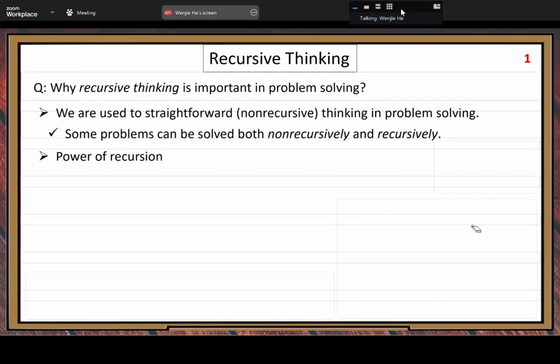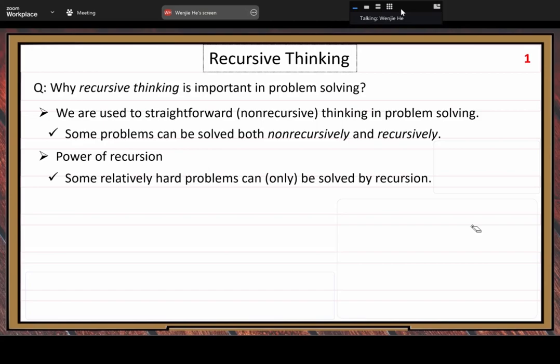Power of recursion. That's the main reason why we use recursion, because it's very powerful. That's the main reason we use recursion. So powerful. In 8.2, I will use a simple example to show its power.